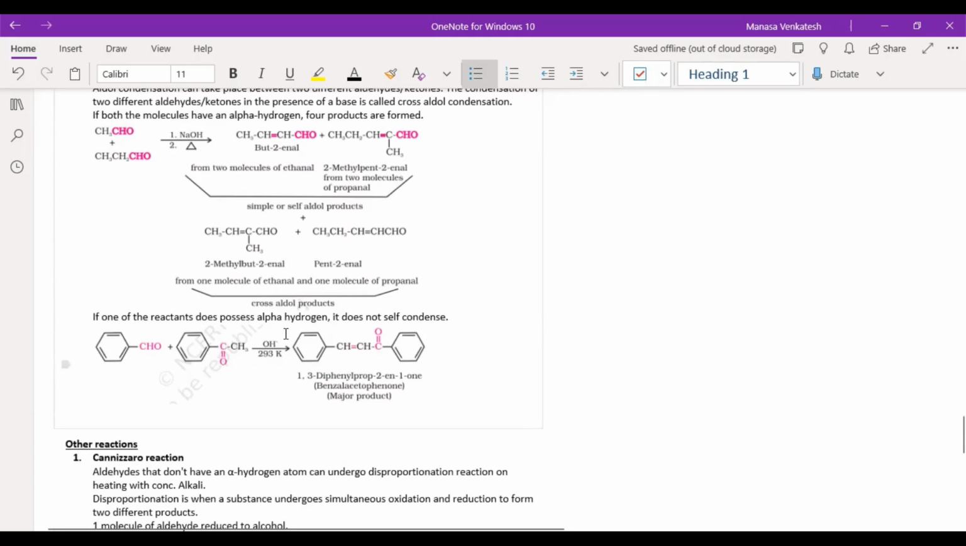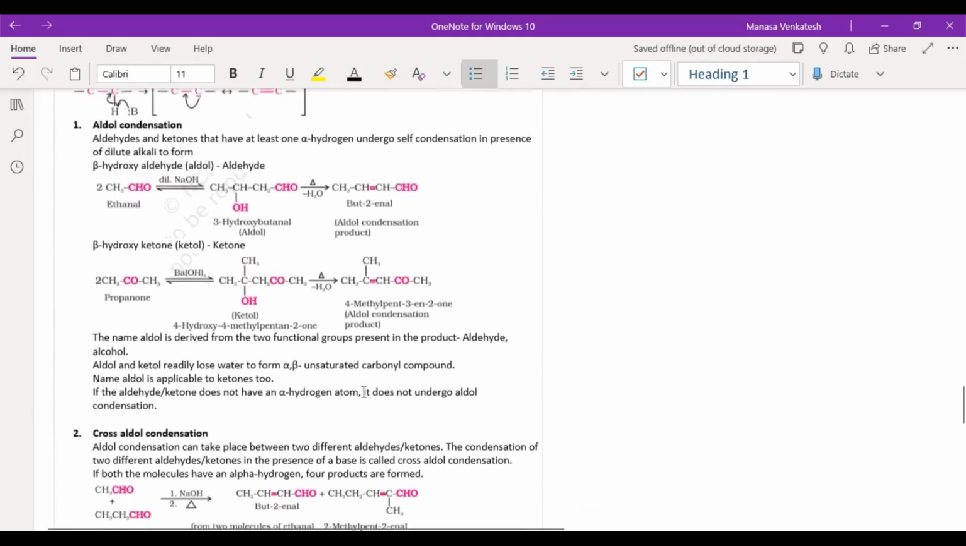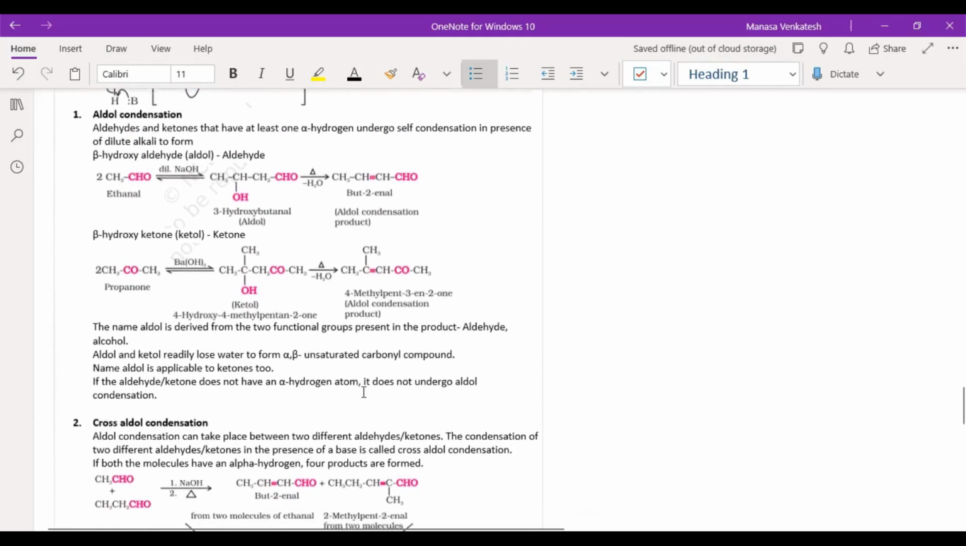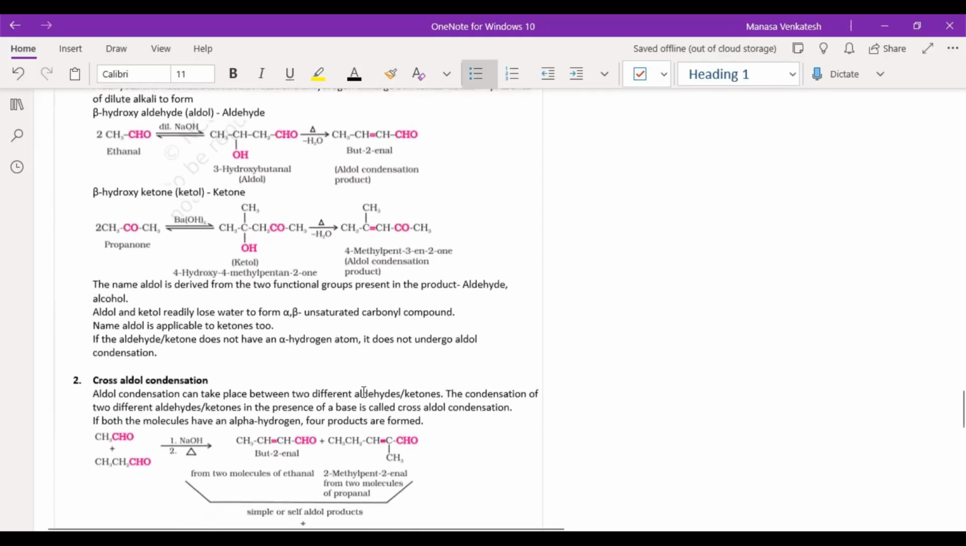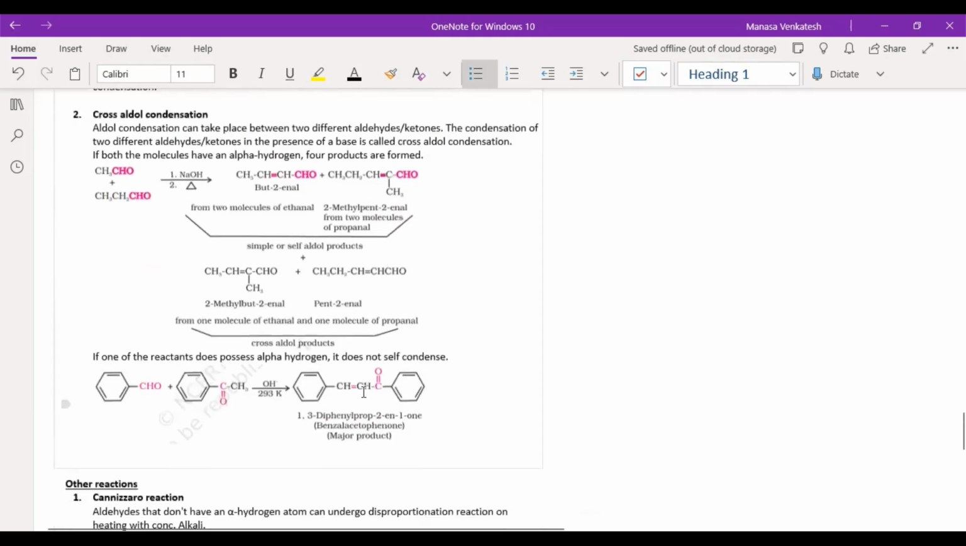If one of the reactants does not possess an alpha hydrogen, it does not self-condense, and so you will get one particular product as the major product. For cross aldol and aldol, if you find it difficult, like I did when I was in grade 12, I suggest you go check out the video that I uploaded about aldol and cross aldol, and that'll make things way easier than they are right now in your textbook.